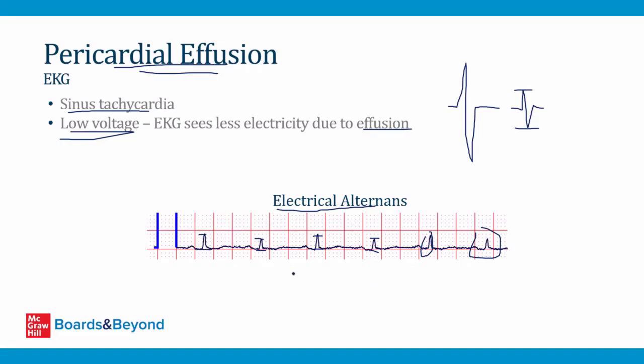And this is what you can see in a patient who has a pericardial effusion when the heart is swinging in the fluid. Basically, as the heart beats, it moves back and forth. And this causes some of the QRS complexes to be large when the heart depolarizes close to the EKG lead, and other QRS complexes to be small when the heart depolarizes away from the EKG lead.